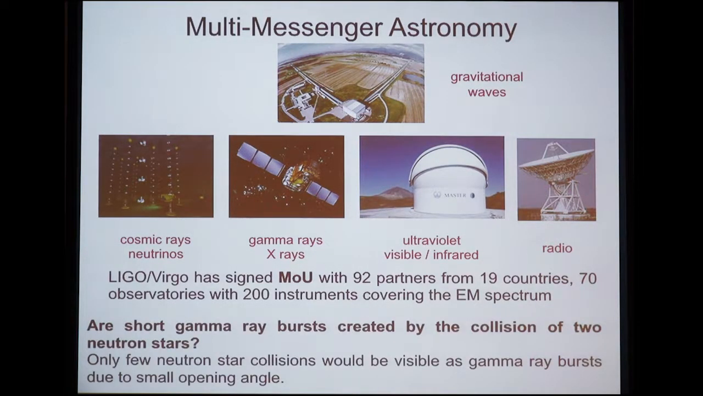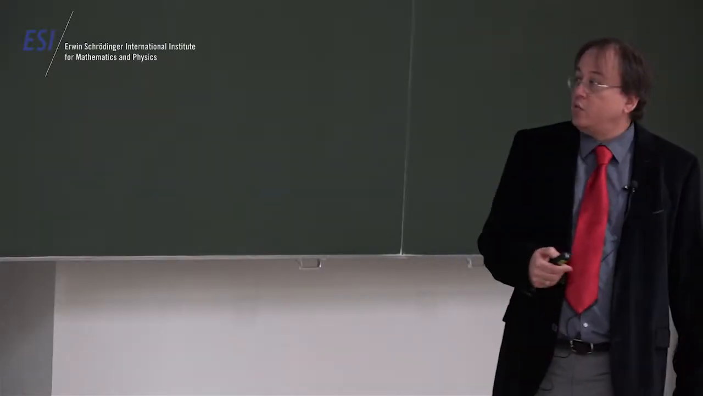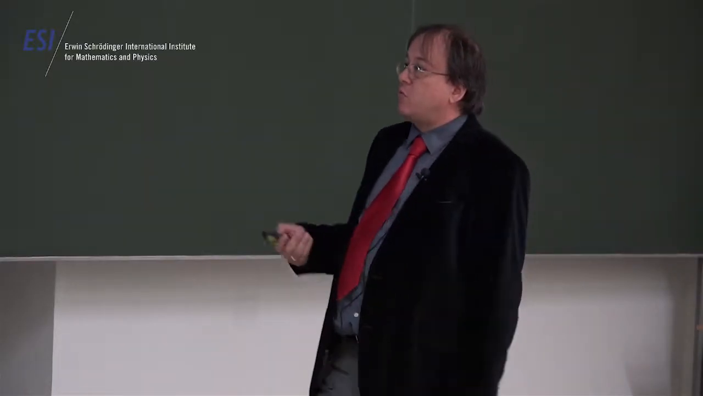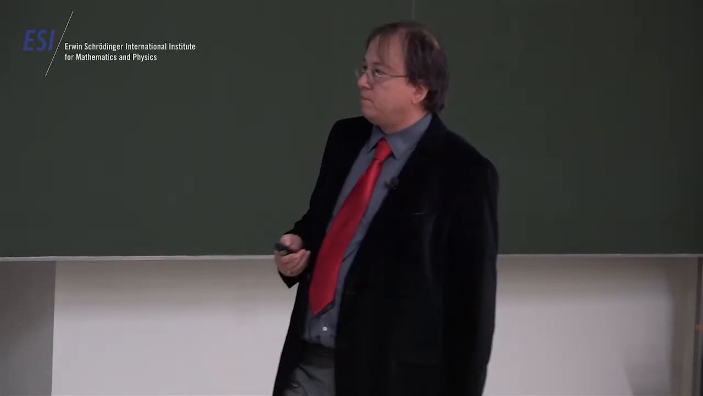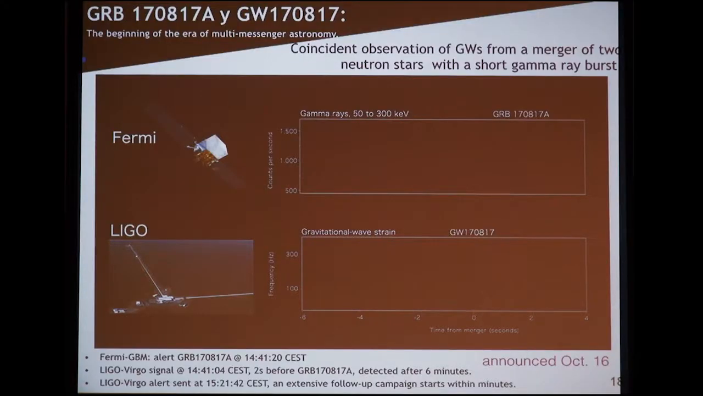And one of the other main sources that people are interested in is short gamma ray bursts. Short gamma ray bursts are very energetic explosions that are isotropic in the sky. And the predominant theory of what causes them was that it's the collision of 2 neutron stars. But it was also quite clear to astrophysicists that we wouldn't be able to tell for sure unless we see them in gravitational waves.